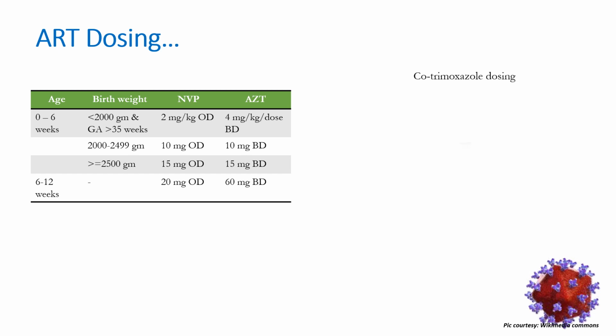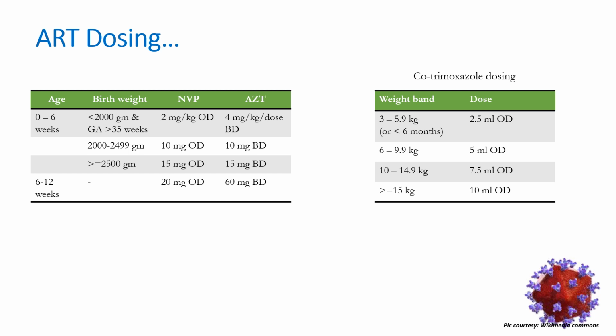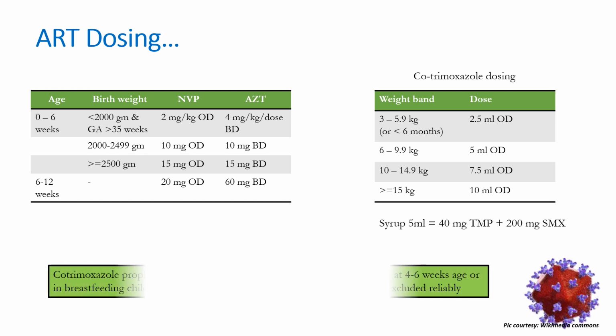12 hourly. Along with this, cotrimoxazole dosing is again based on weight band. 3 to 5.9 kg or less than 6 months, you give 2.5 ml OD. 6 to 9.9 kg, 5 ml OD. 10 to 14.9 kg, 7.5 ml OD, and more than or equal to 15 kg, 10 ml OD. Must remember that syrup cotrimoxazole has 40 mg trimethoprim and 200 mg sulfamethoxazole.